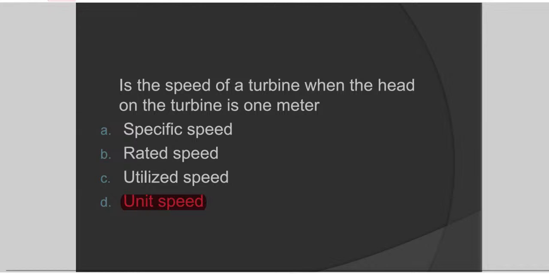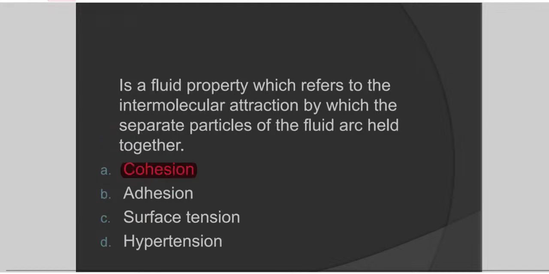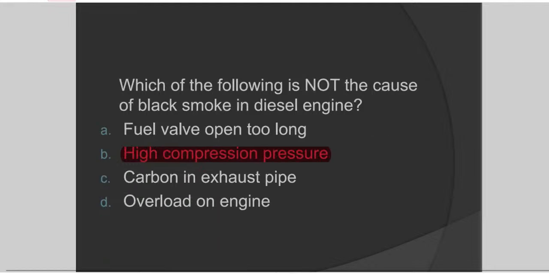Is the speed of a turbine when the head on the turbine is 1 meter. A. Specific speed. B. Rated speed. C. Utilized speed. D. Unit speed. Is a fluid property which refers to the intermolecular attraction by which the separate particles of the fluid are held together. A. Cohesion. B. Adhesion. C. Surface tension. D. Hypertension.